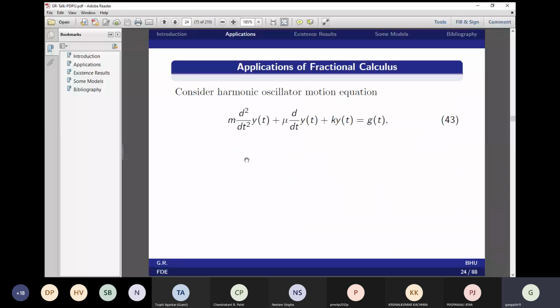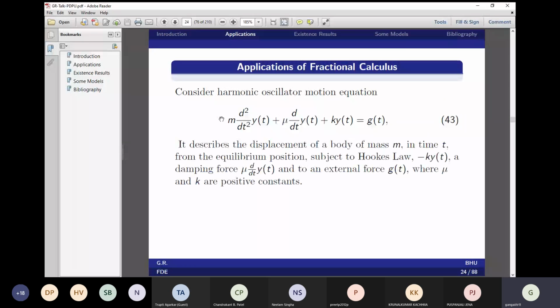Now some applications. Consider harmonic oscillator motion. This is a basic motion in oscillation theory, and you also know the terms of this differential equation. Basically m represents the mass of the bob, mu dy over dt represents the damping force, g(t) is the external force, and k y(t) represents Hooke's law.